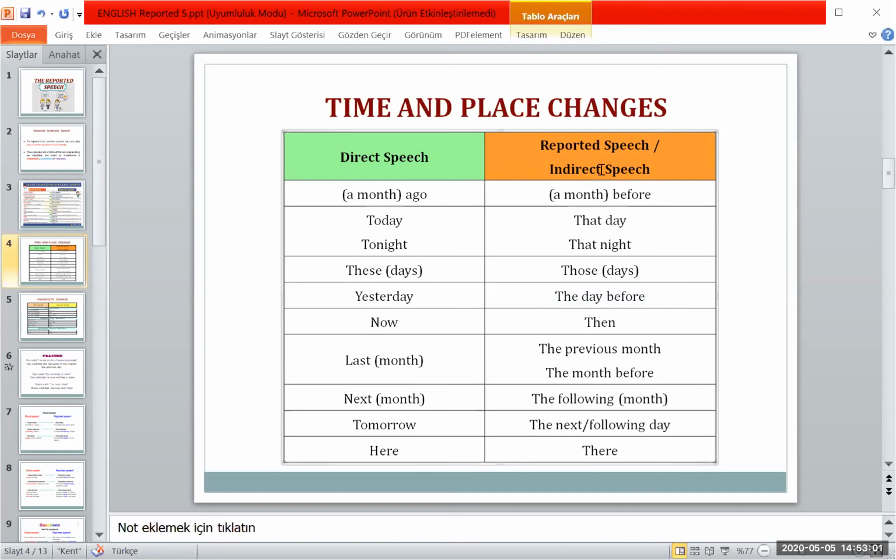Reported speech or indirect speech, they are the same. They are the same naming. Okay. So if it is "last month" in direct speech, in indirect speech, in reported speech, it becomes "the previous month" or "the month before". You need to change it.